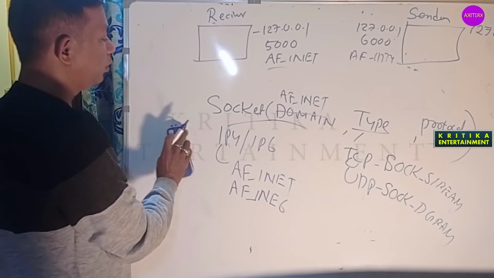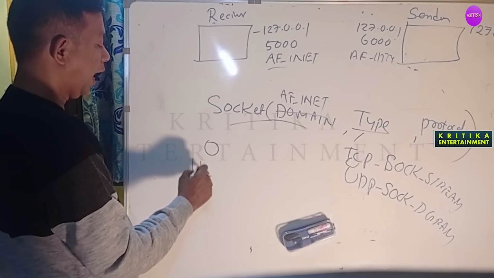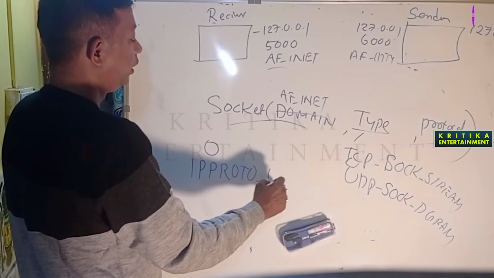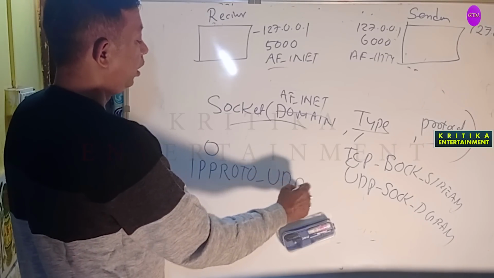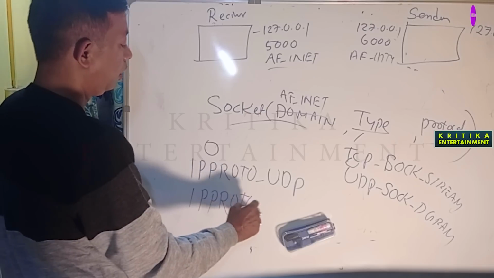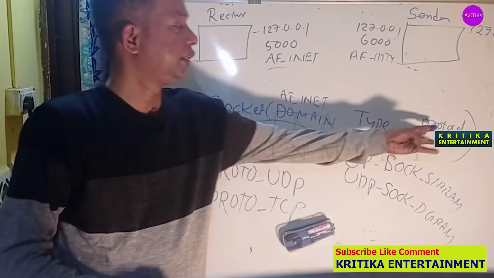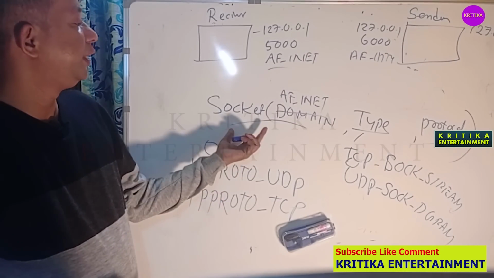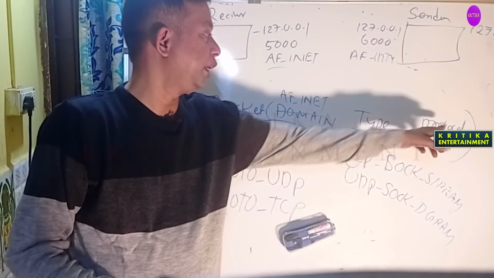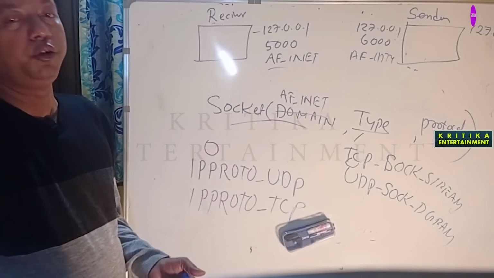What are those values? I have told you. Maybe 0, or IPPROTO_UDP, or IPPROTO_TCP. Here we pass one of the three values. If you are using SOCK_STREAM, then use IPPROTO_TCP. If you are using a UDP socket, then you write IPPROTO_UDP.